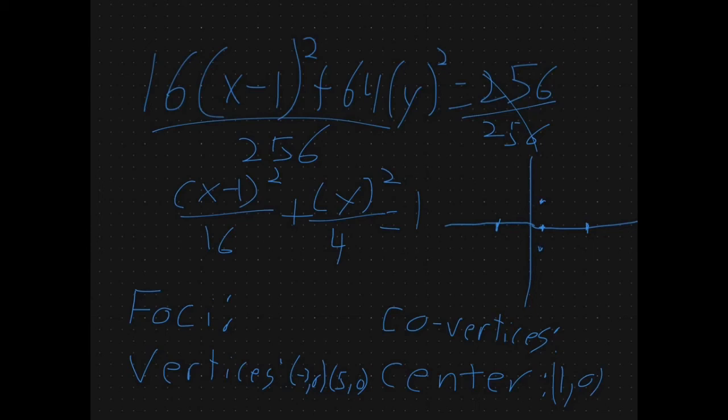As for the foci, we just need to find the value of c. c will be equal to the square root of a squared minus b squared. Since we already know a squared and b squared are 16 and 4, 16 minus 4 is 12. So all we need to do is find the square root of 12. The square root of 12 is 2 root 3. So we add and subtract 2 root 3 to 1. So the foci are (1 plus and minus 2 root 3, 0).